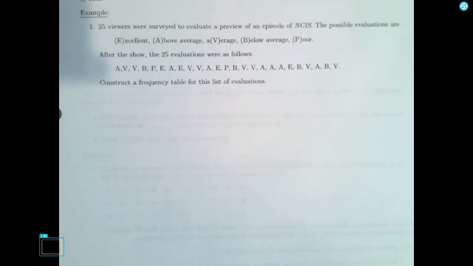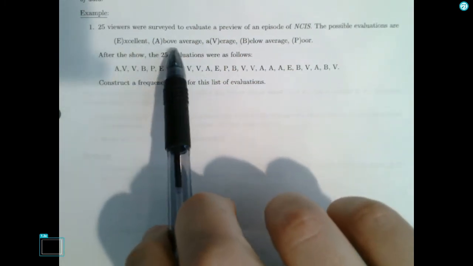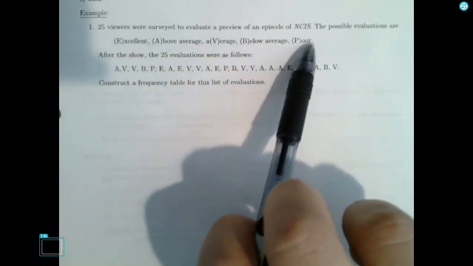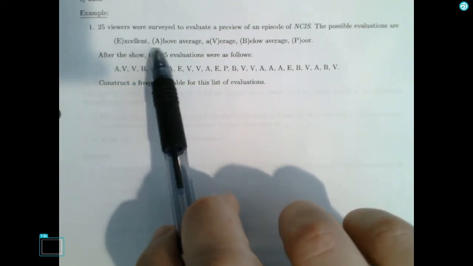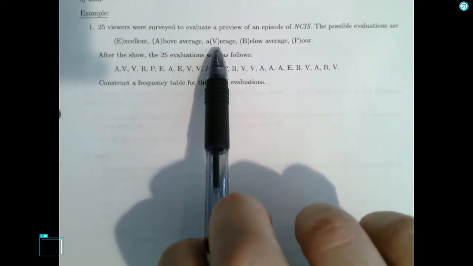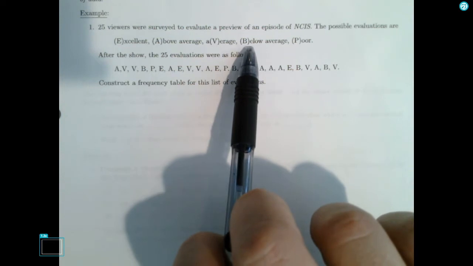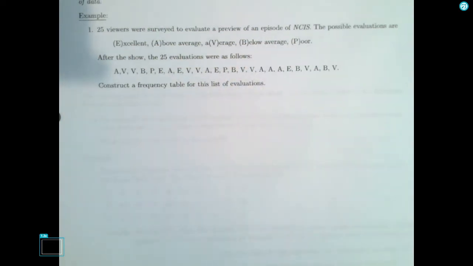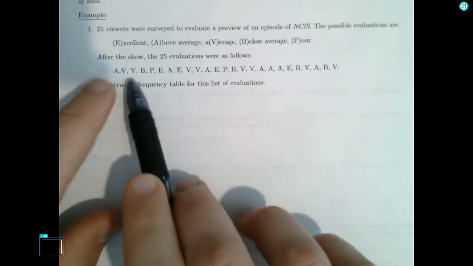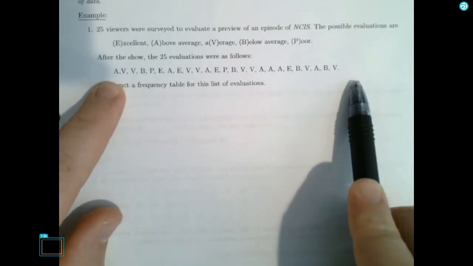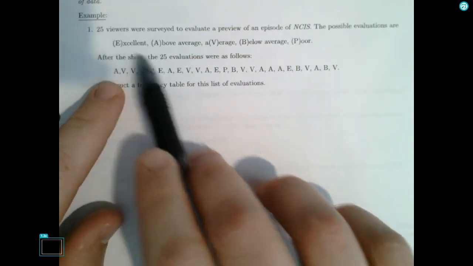the possible evaluations are excellent, above average, average, below average, and poor. So E stands for excellent, A stands for above average, V stands for average, B stands for below average, and P stands for poor. After the show, the 25 evaluations were as follows. These are the results of the survey, right? They asked the 25 viewers, what did you think about the show?